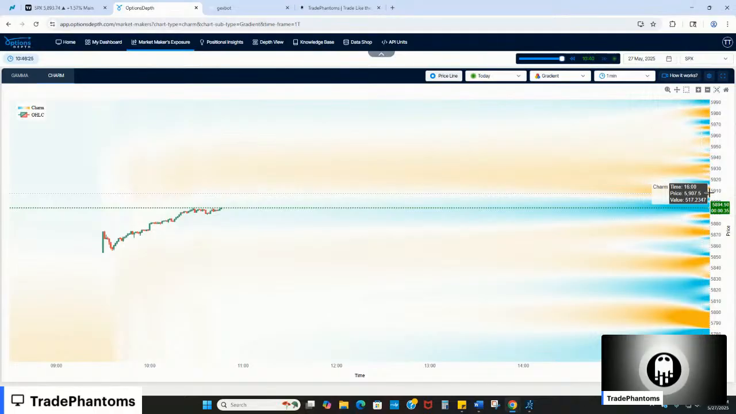We actually have some suppressive orange. Orange means suppressive, meaning selling. So we have positive gamma and orange, which is suppressive charm up here, so selling. So there's a lot of things happening up here at the 5900 to 5910 handle.